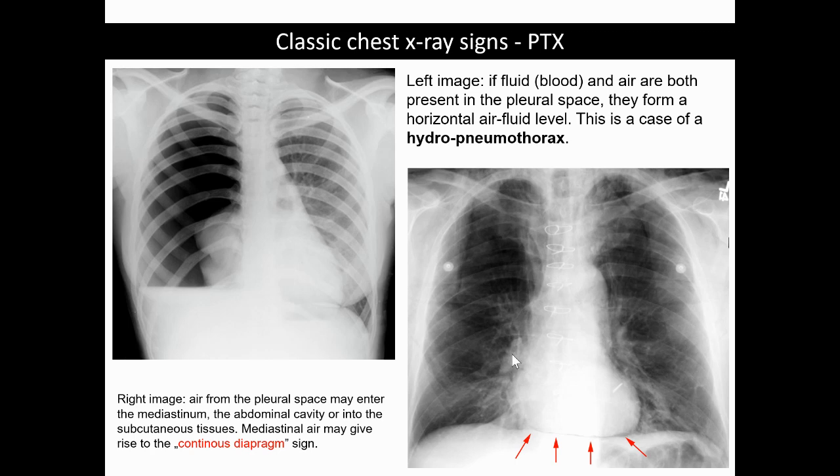Now, if there's air in the mediastinum, then that might give rise to the so-called continuous diaphragm sign. When air gets in between the heart and the diaphragm, it'll separate them, and so that's called the continuous diaphragm sign.